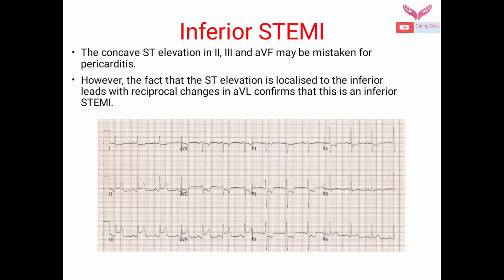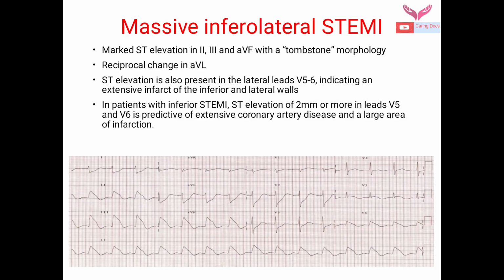Here in this ECG we can see the concave ST elevation in leads 2, 3 and aVF. It can be mistaken for pericarditis. However, the fact that ST elevation is localized to the inferior leads, with reciprocal changes in the aVL, confirms that this is an inferior ST elevation MI.